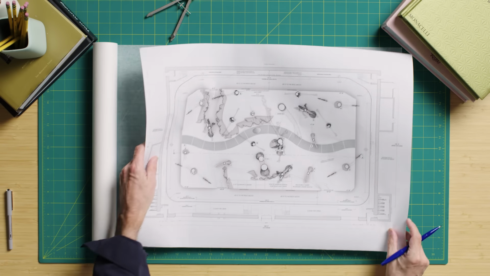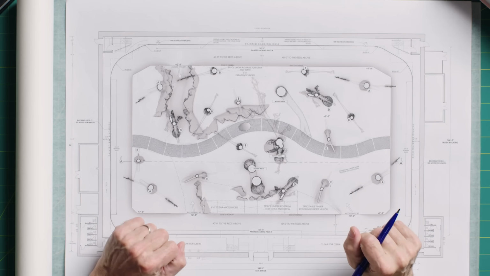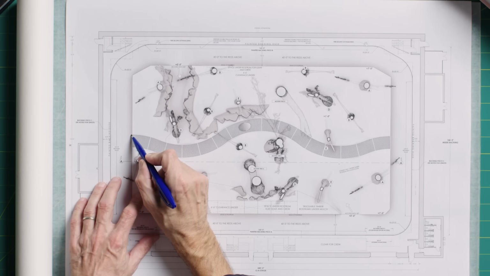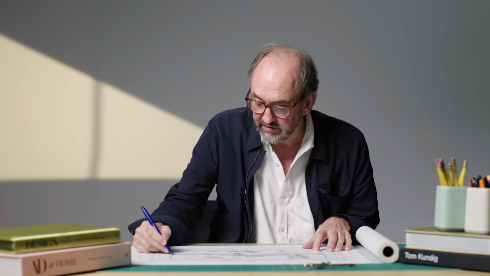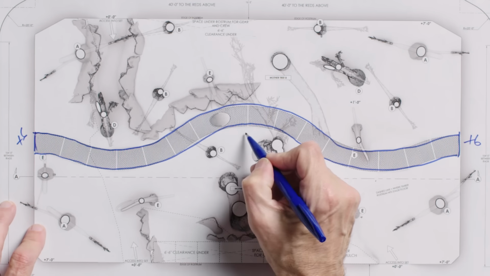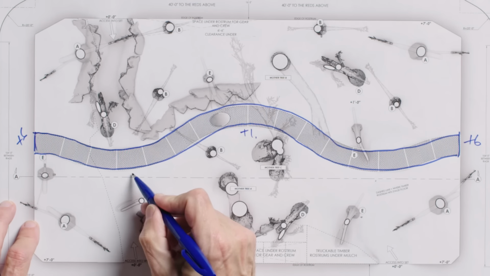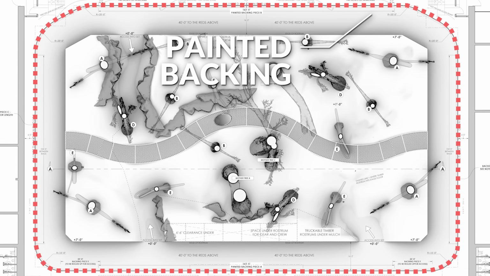Okay, so here we have a stage plan, which is a top view looking down on the forest and the yellow brick road. So here is the yellow brick road with undulating ramping, and it finishes here. So we're at high points here. We're probably at +6, +6, and we go down to +1 in the center, and then probably +2 there, so you can really feel the undulation. Around this whole stage, this is the painted backing, the whole lot.